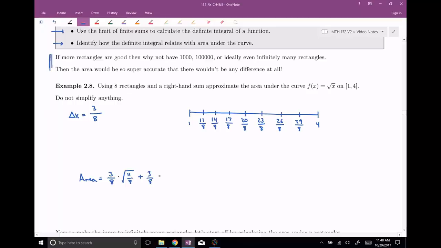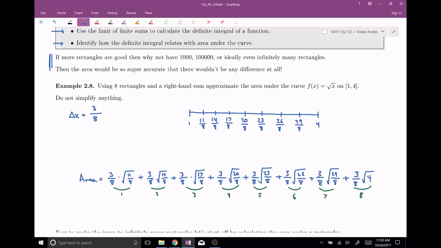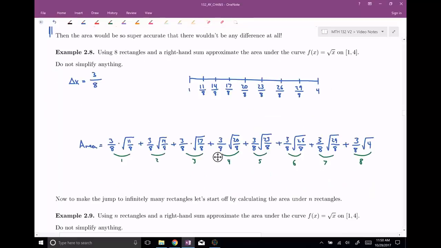Our second rectangle, the square root of 14/8. Our third rectangle, the width times the height, which is going to be the square root of 17/8. Oh, my goodness, there they all are. So yes, we have 3/8 times the height of the fourth rectangle, fifth rectangle, sixth rectangle, seventh rectangle, eighth rectangle. And so there is our total area. Notice again that I'm not simplifying any of this because I want to be able to make the jump eventually to infinitely many rectangles.